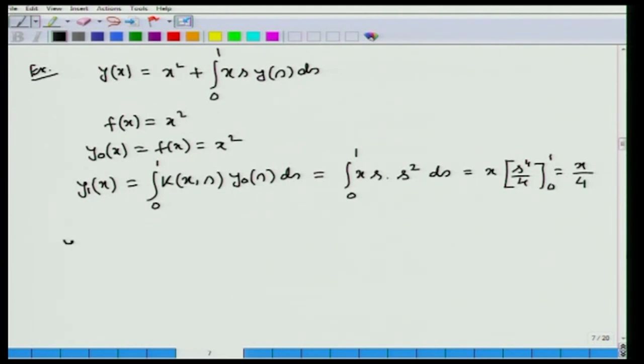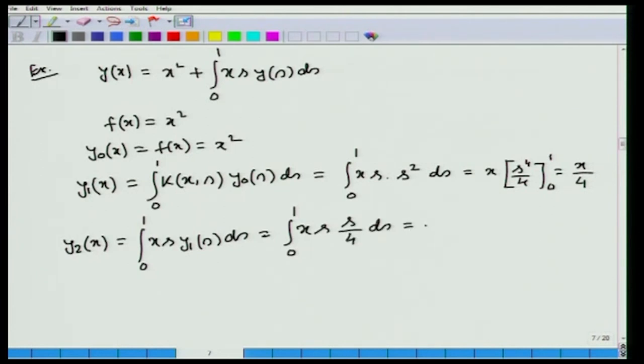Next, you can calculate y 2 x, that is equal to integral 0 to 1 x s y 1 s d s. So, this is equal to integral 0 to 1 x s times s by 4 d s. So, this gives you x s cube divided by 12 with limit 0 to 1.